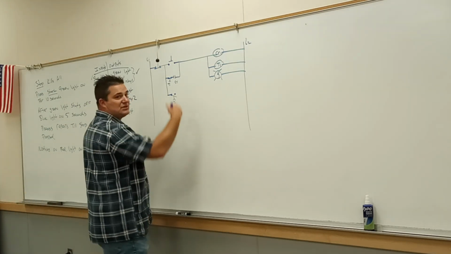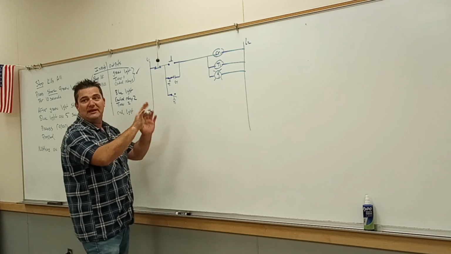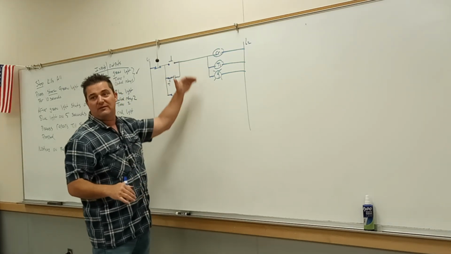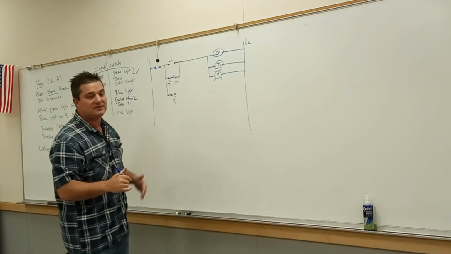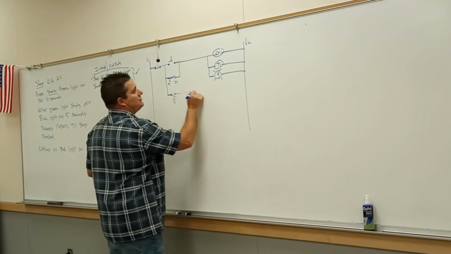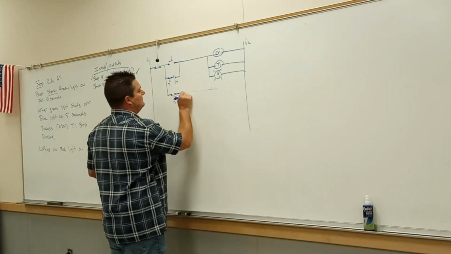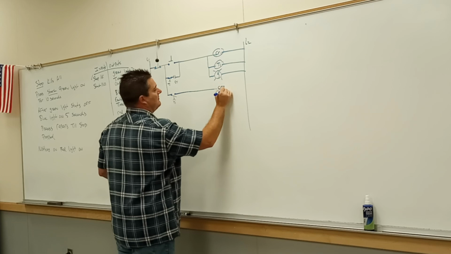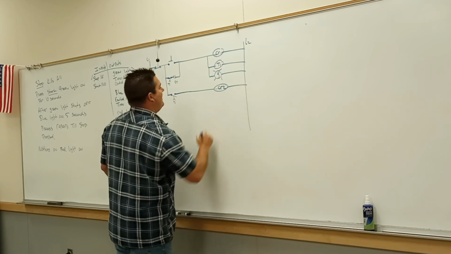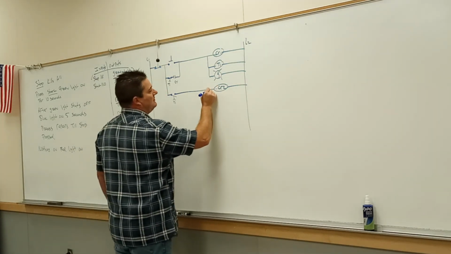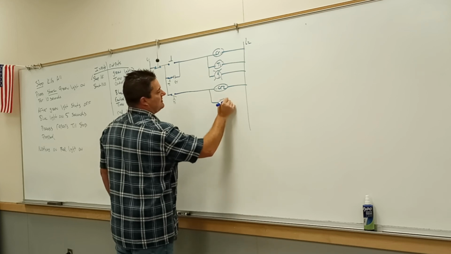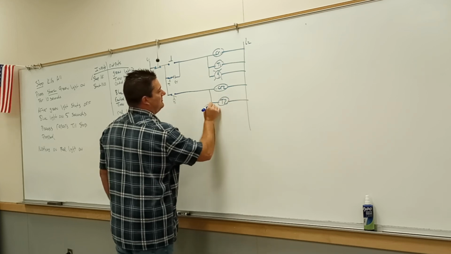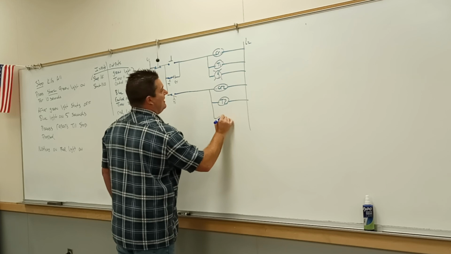I like to start with my control relay on top. It doesn't matter. They're all in parallel, right? Because they're all going to be on at the same time. So I'm going to draw it right over here. Fires control relay 2. Timer 2. And we have the blue light.